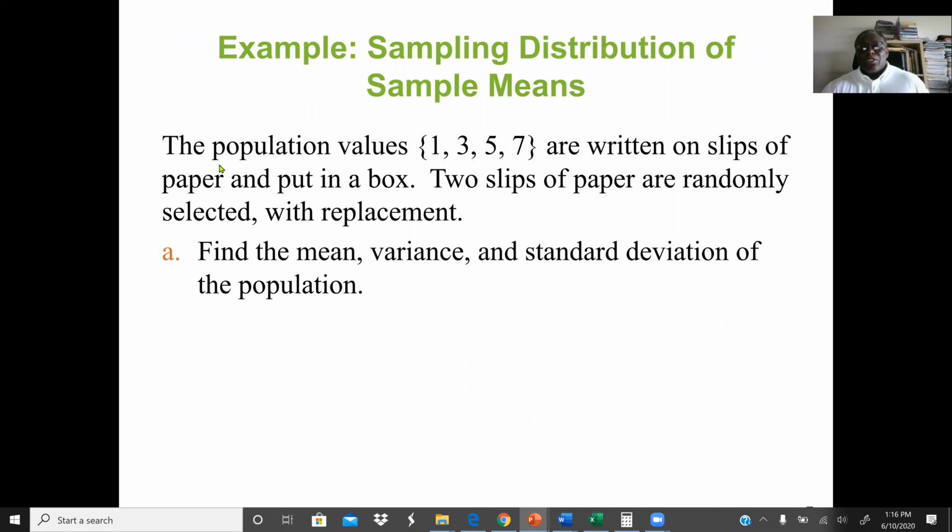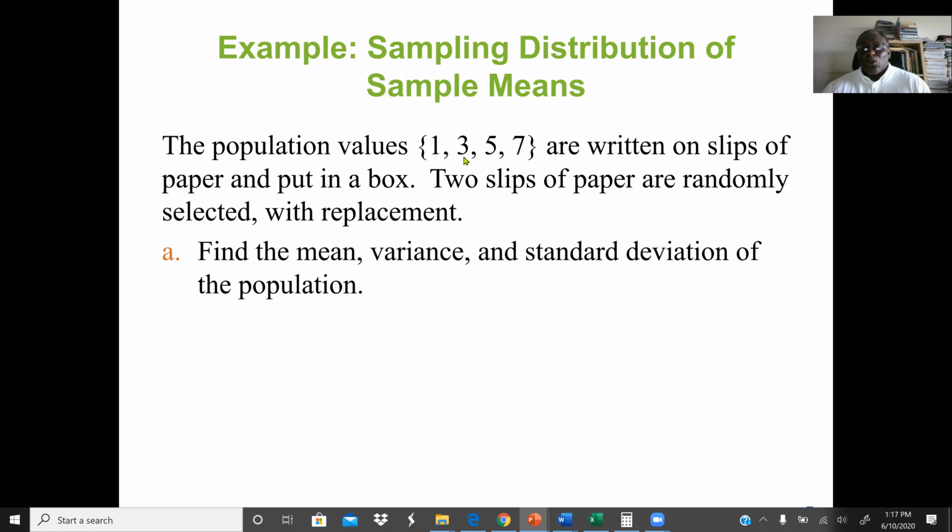So there you have an example here. We have a population. The population values are 1, 3, 5, 7. They are written on slips of paper and put in a box. Now here they say we should take 2 slips of paper randomly selected with replacement, which means when I take the 2 slips, I'll bring them back again after I use them, replacing them back into the population. First, they say we should find the mean, variance, and standard deviation of the population.